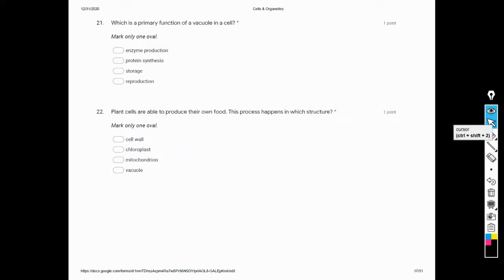Number 21. Which is the primary function of a vacuole in a cell? So again, whether it's a plant cell or an animal cell, that function is going to be storage. 22, plant cells are able to produce their own food. This process happens in which structure? So again, the chloroplast, that's where photosynthesis occurs. That's what makes plants autotrophic, is the ability to produce their own food.